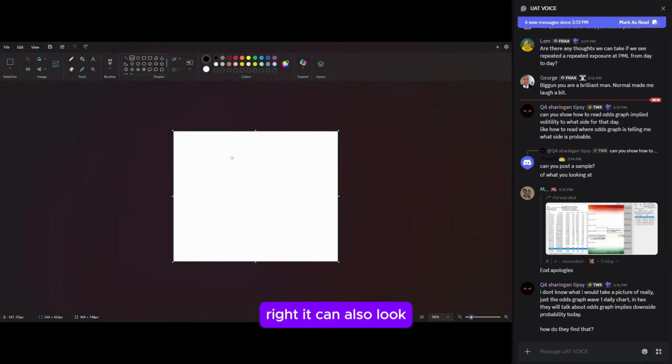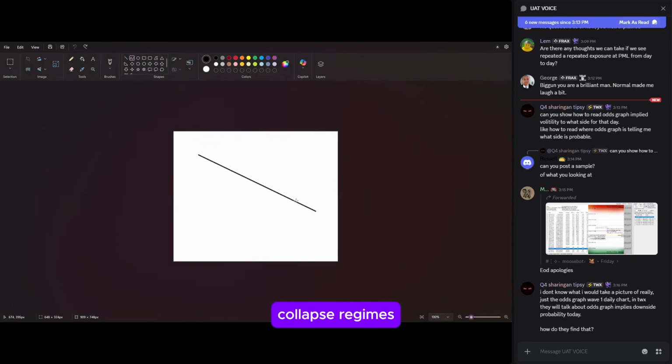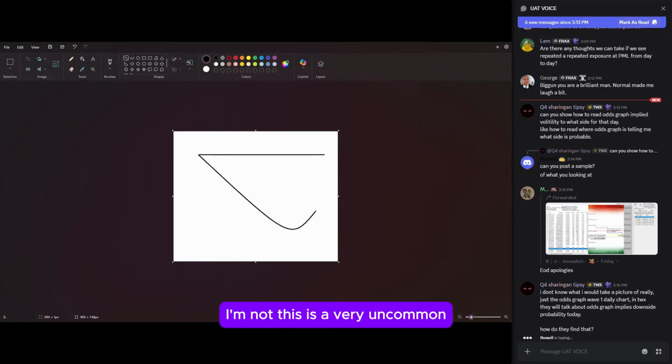It can also look something like this, which is how it looks a lot in these ceiling collapse regimes, where we have a very weak floor and we end here. The zero line is all the way up here for these market makers. We're closing in an unfavorable position. This is a very uncommon thing; it's just showing what can happen.